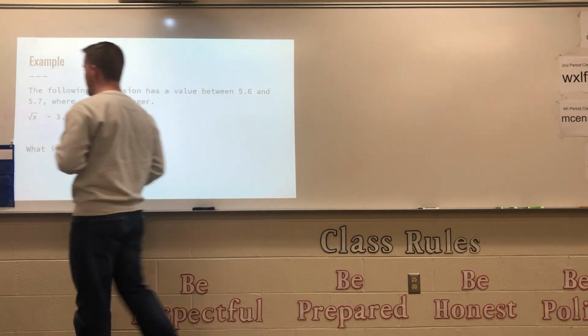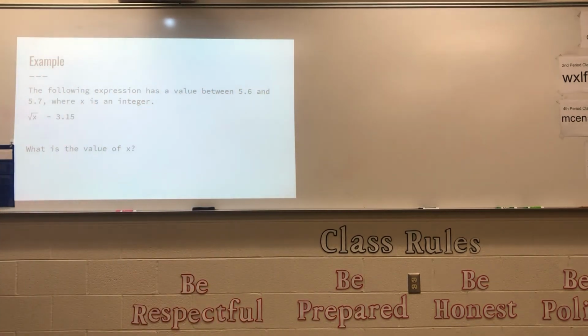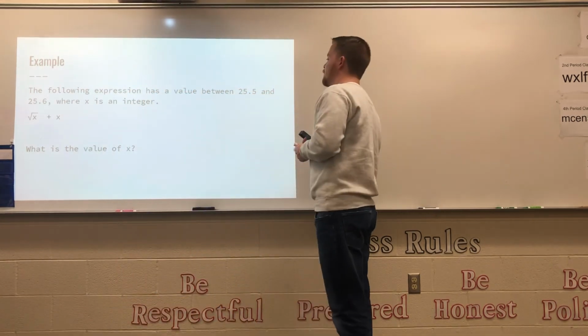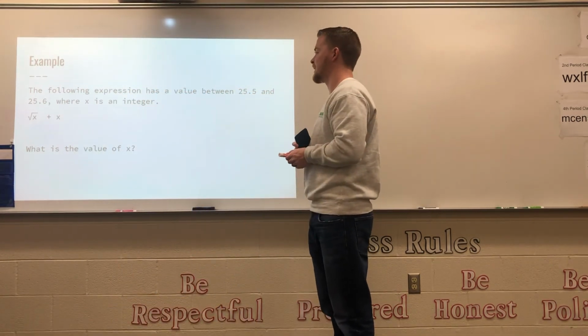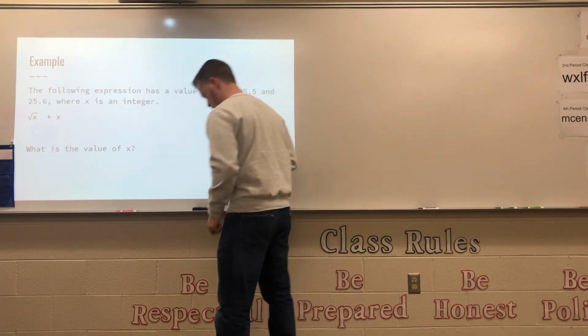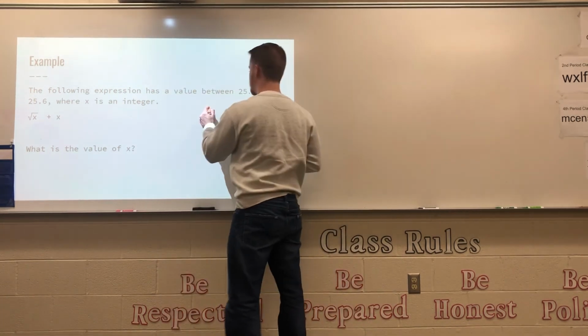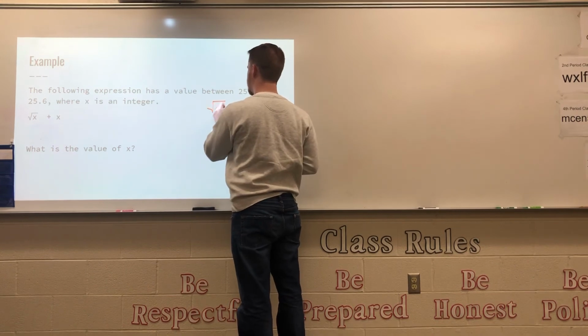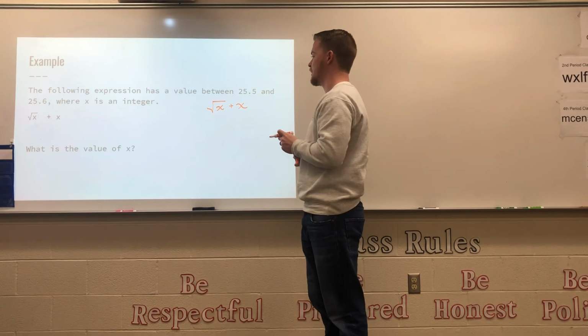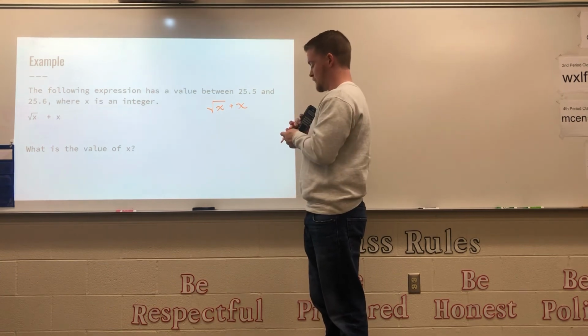So that's just some guess and check, but understanding what you're looking for is the most important part. So let's look at one more. It says the following expression has a value between 25.5 and 25.6 where x is an integer. So we have the square root of x plus x, and it wants to know what is the value of x.